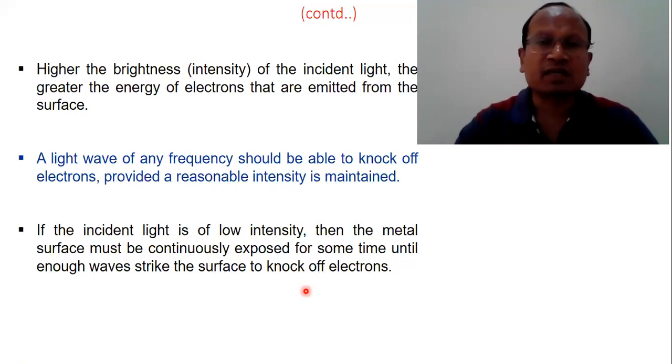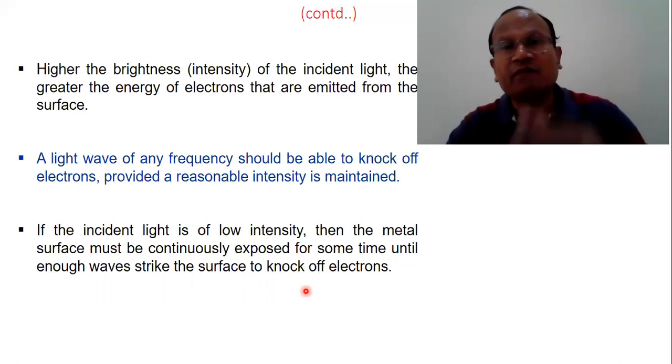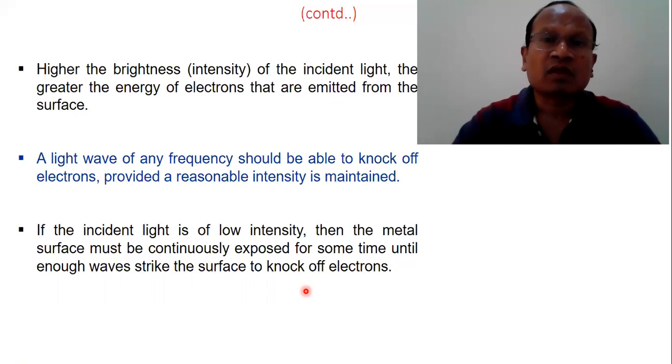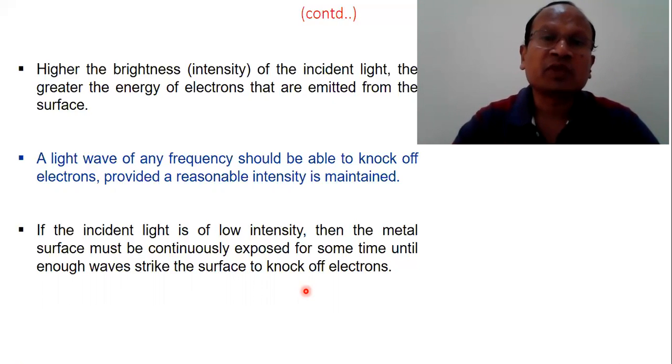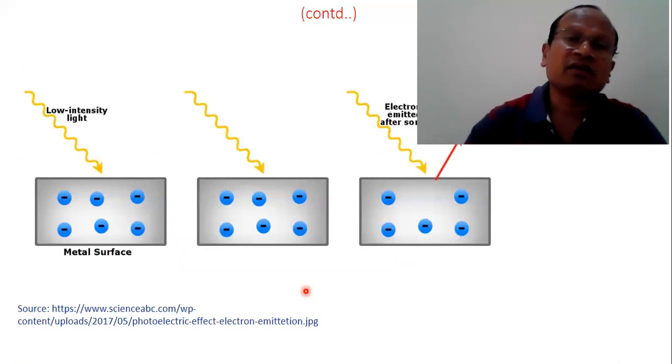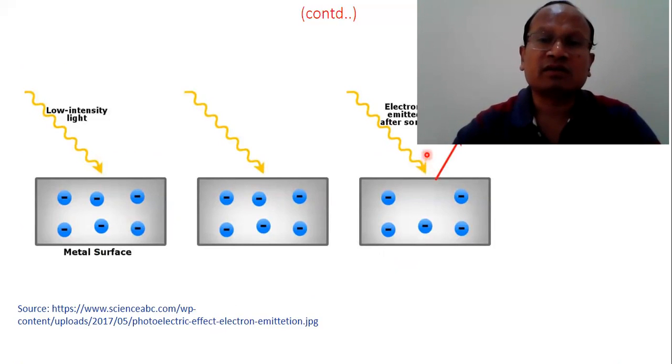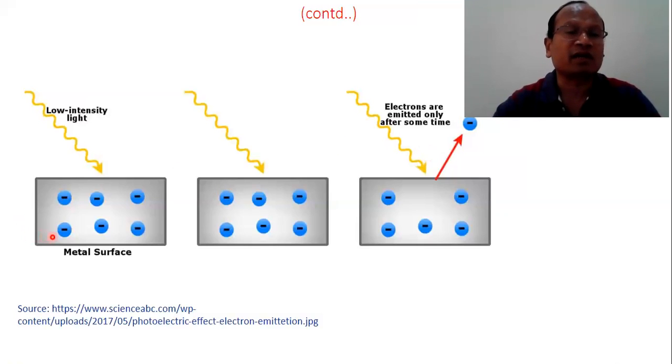Because if the light signal is incident at low intensity for a long time, then it may release some electrons. But after some time, that effect will be lower, and when the effect is not there, the current will not be significantly flowing. So what is important is that there must be some minimum value of the signal to emit the electrons. You can see very clearly, this is a metal surface, low intensity light is coming. It is not doing anything, it's not affecting anything. The carriers are not getting emitted.